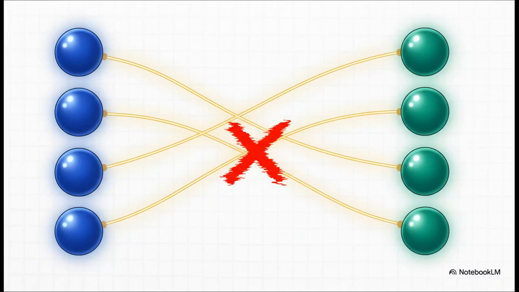So what are these rules? Here they are. Rule number 1. Every single element in your starting set must be used. It has to be connected to something. No one gets left behind on the starting line. Everyone participates. Rule number 2, and this is the big one. Each element in that starting set can only be connected to one and only one element in the destination set. No double dipping. That's an absolute no-go.